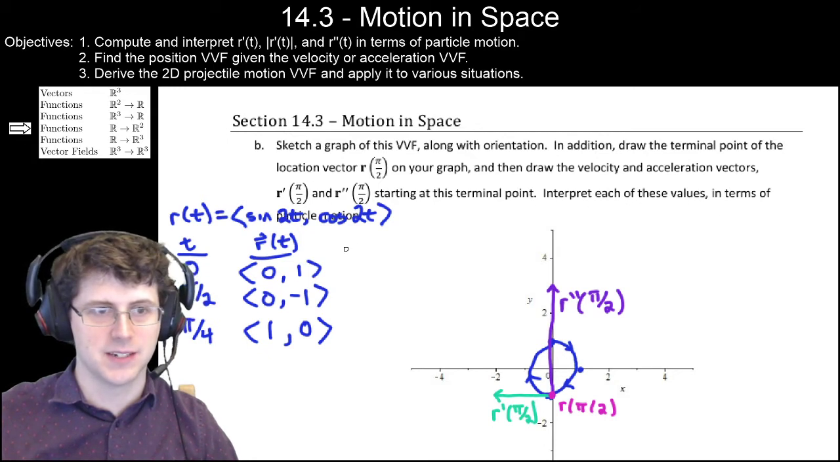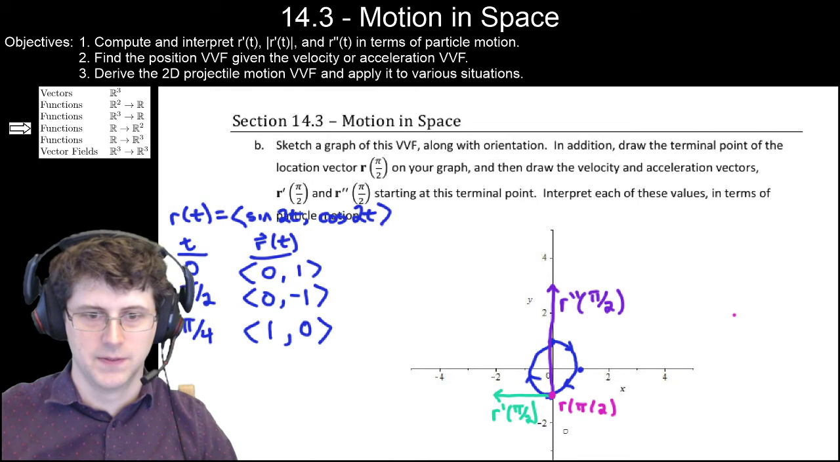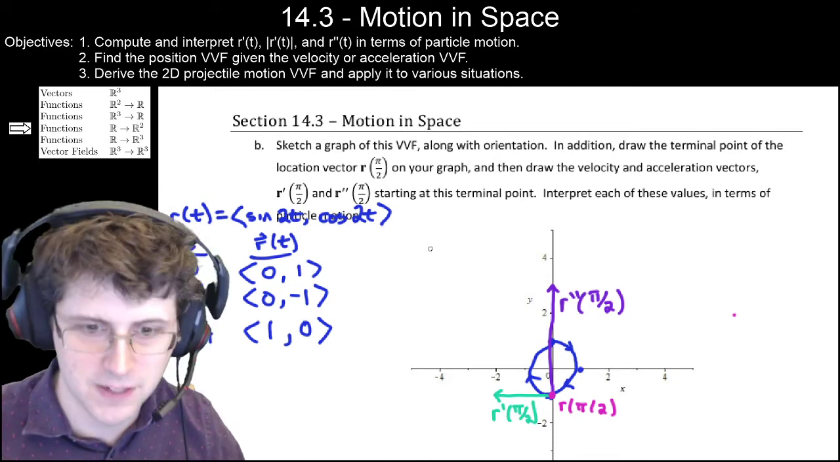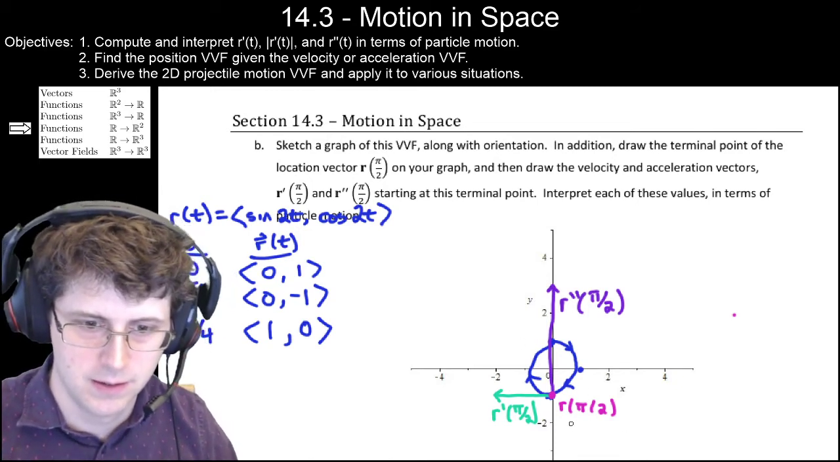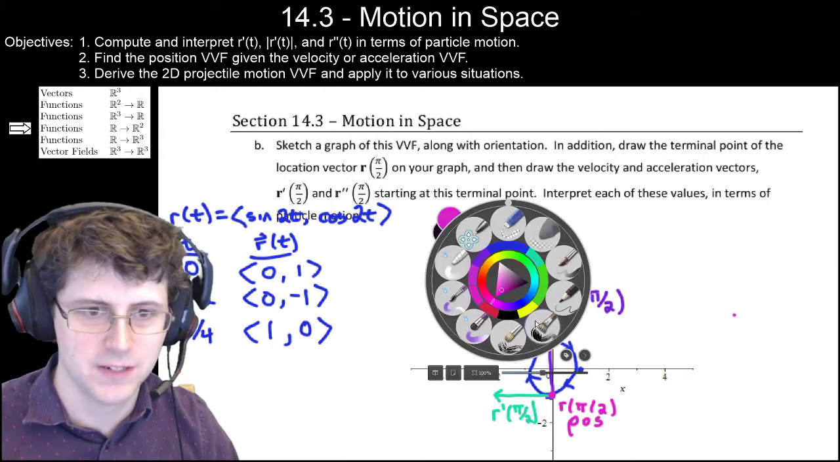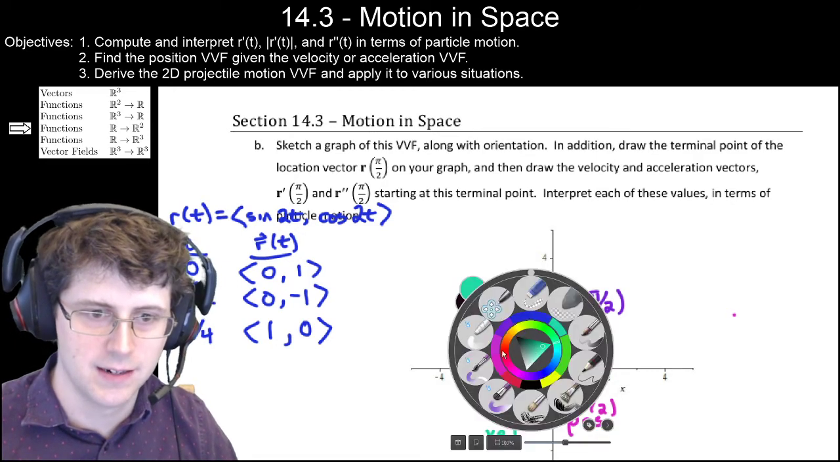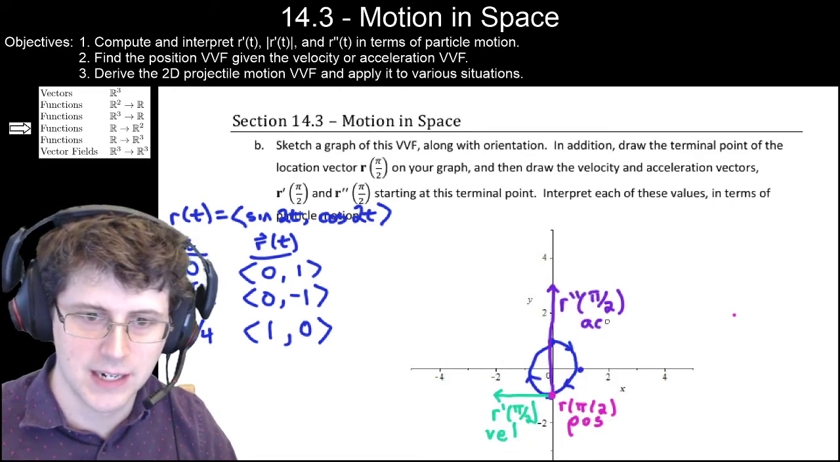Interpret these values in terms of particle motion. Yeah, okay. So r of pi over 2 is the position. R prime of pi over 2 is the velocity. And r double prime of pi over 2 is the acceleration.